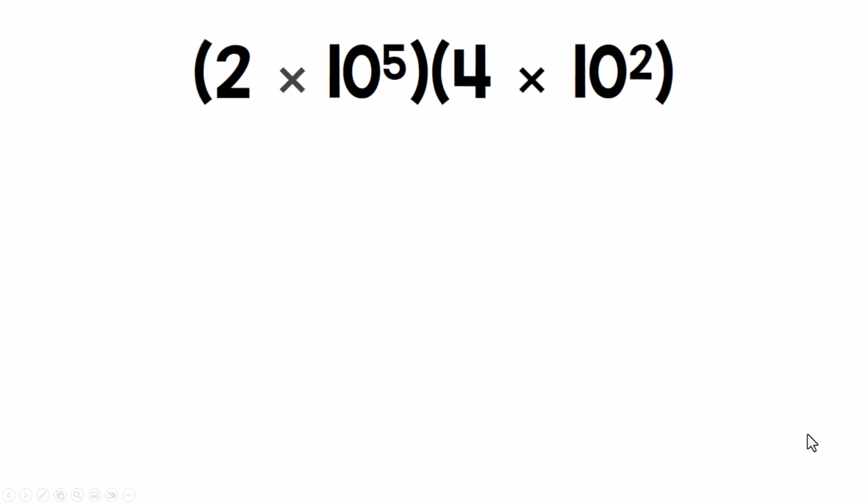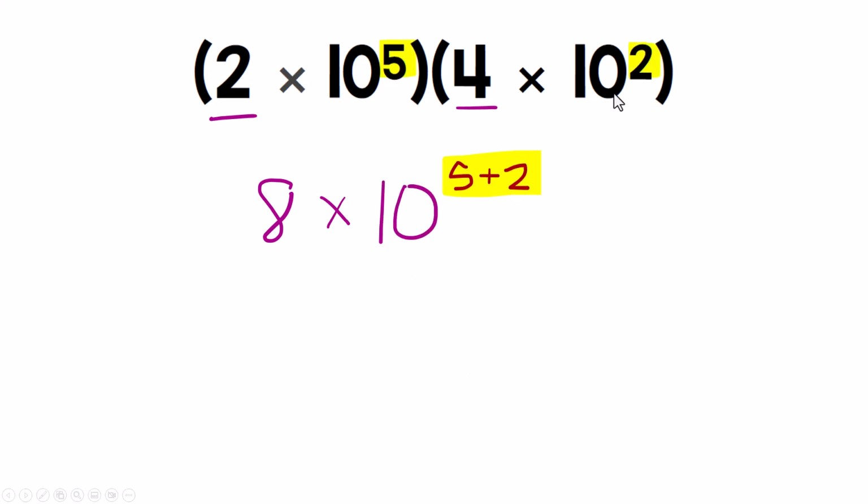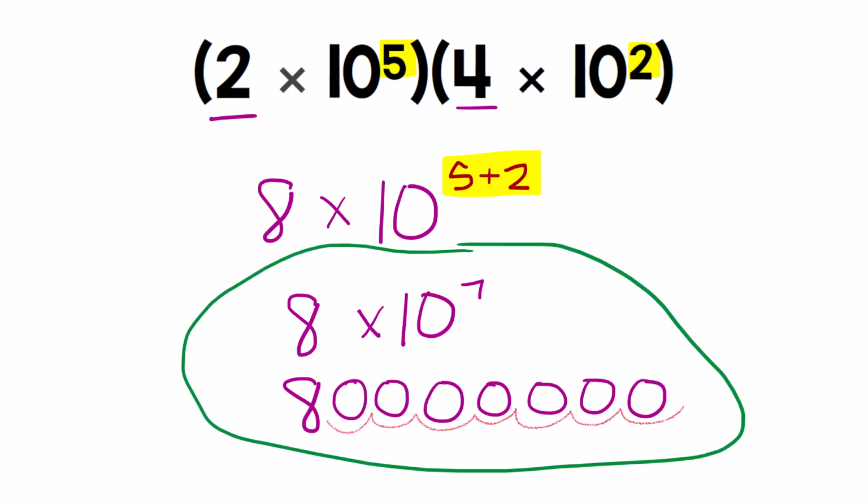All right, you try it. Well, okay, you want to watch me do another one? Okay, I will. 2 times 4 is 8, and we're going to multiply that times 10 to the 5 plus 2. That's how exponents work. If you have the same base, you add the exponents. So this is going to be 8 times 10 to the 7th, which is a wonderful answer. If you expand that out, it's that number. What is that? 80 million?